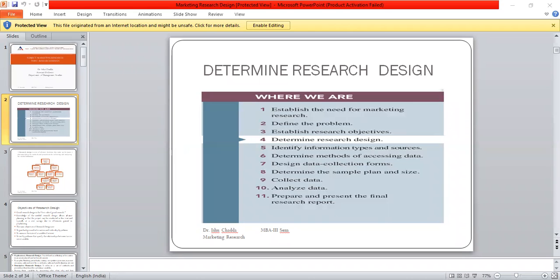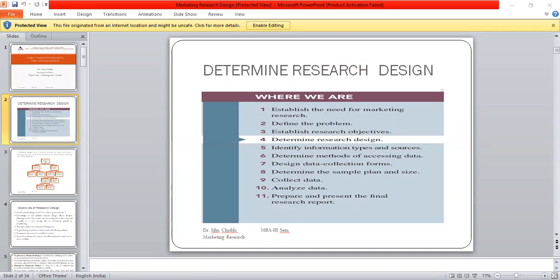What is a research design? It is a set of advance decisions that make up the master plan specifying the methods and procedures for collecting and analyzing the needed information. You have to create a master plan in which you specify the methods and procedures you want to follow to collect your data and to analyze your data, so that you can get the appropriate result as per the need of your research question.